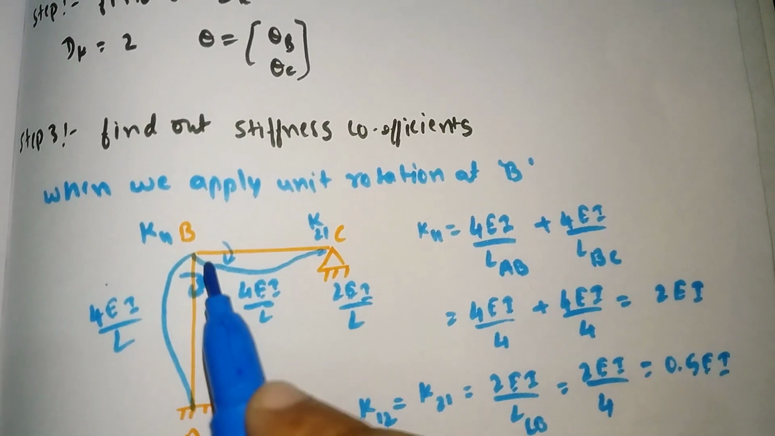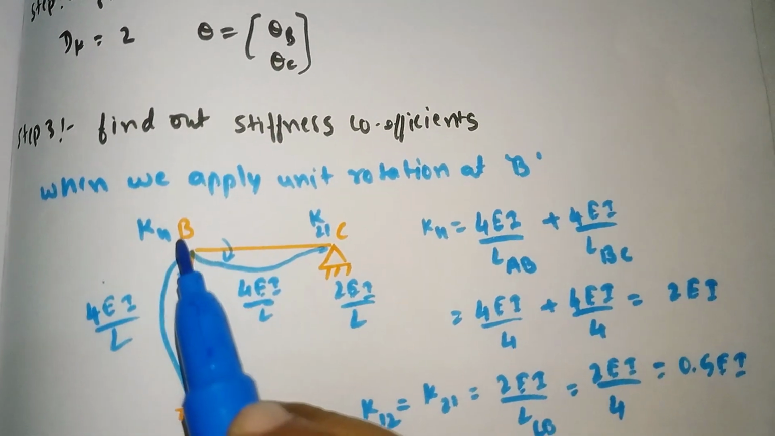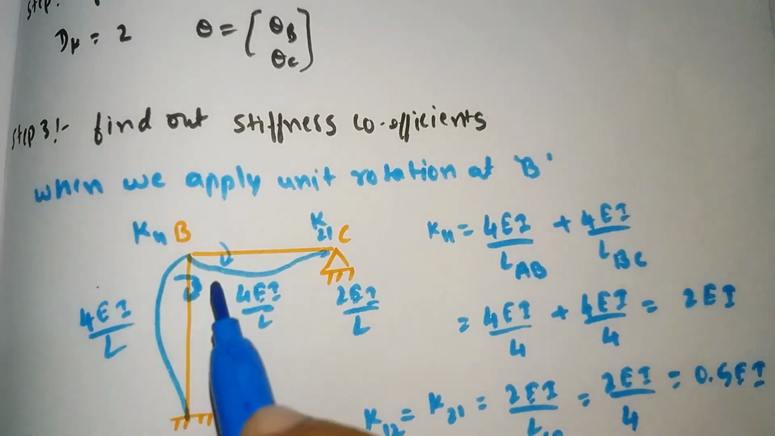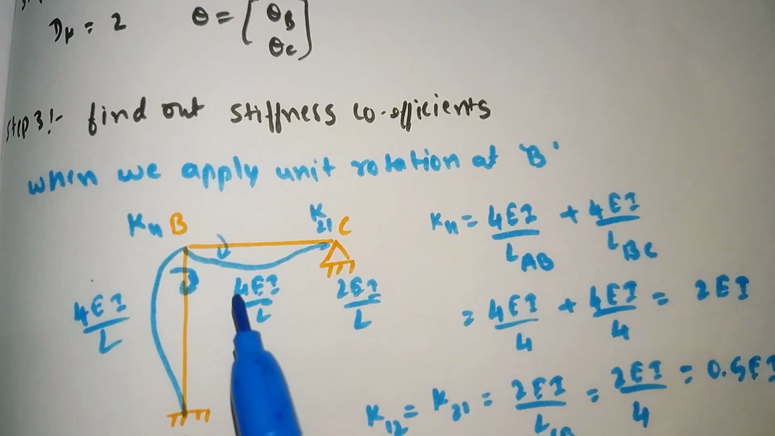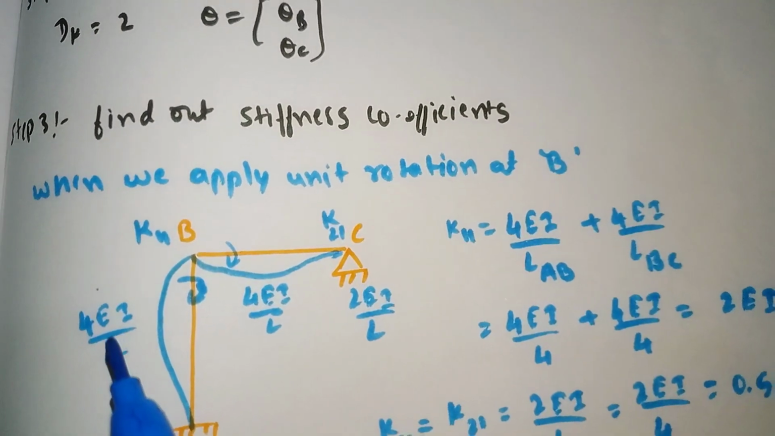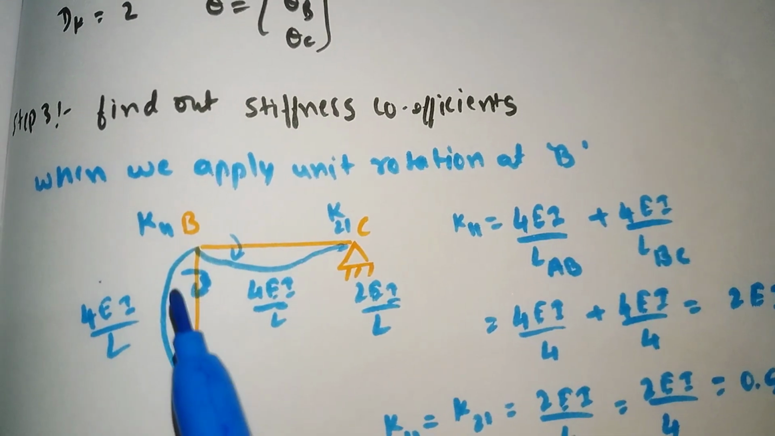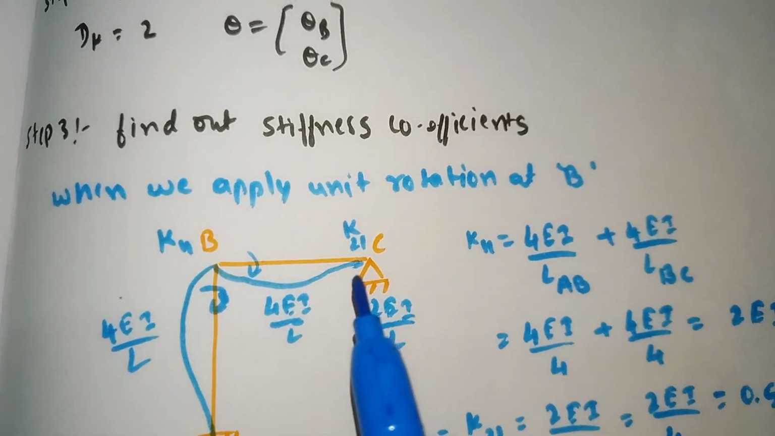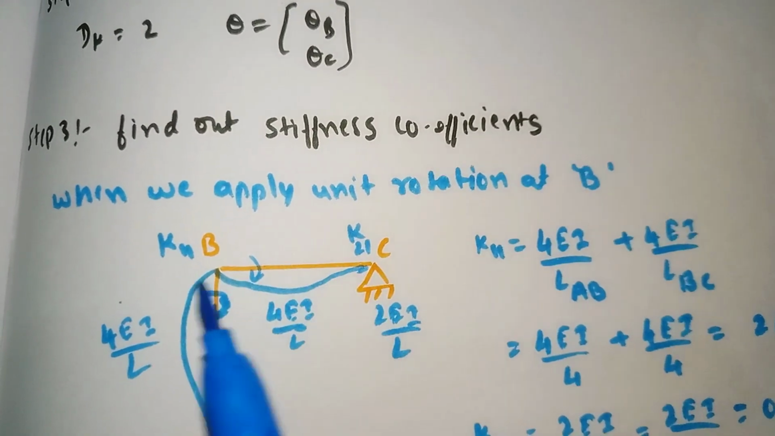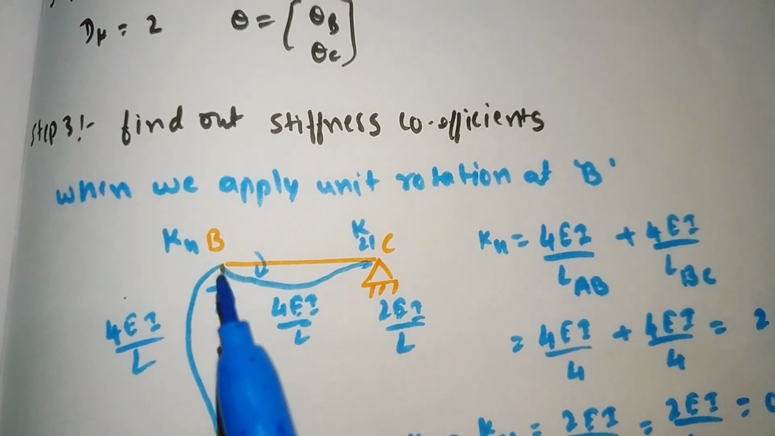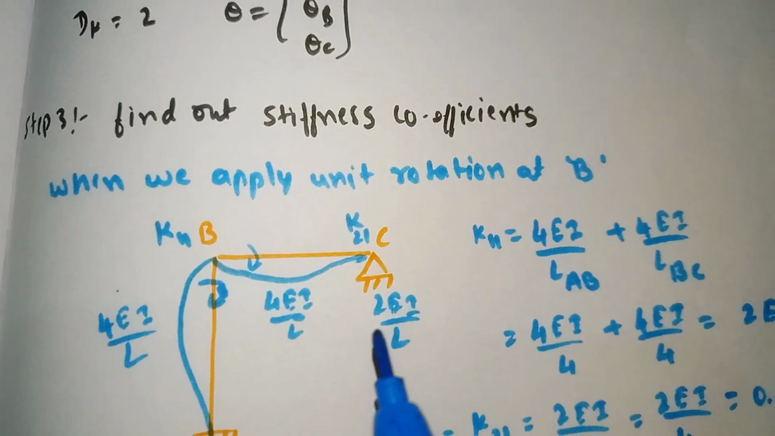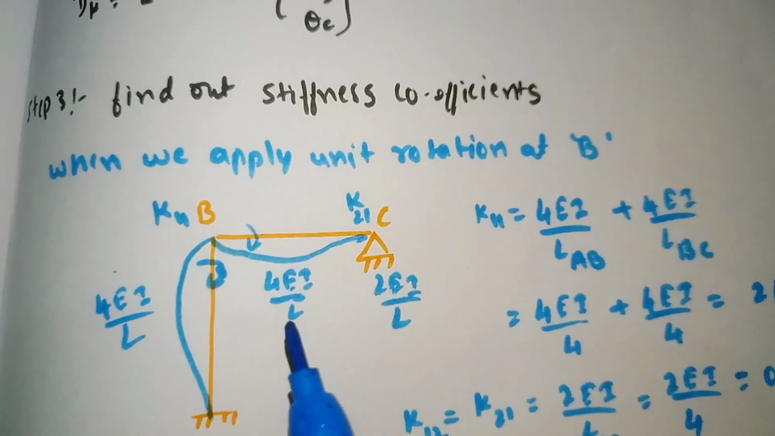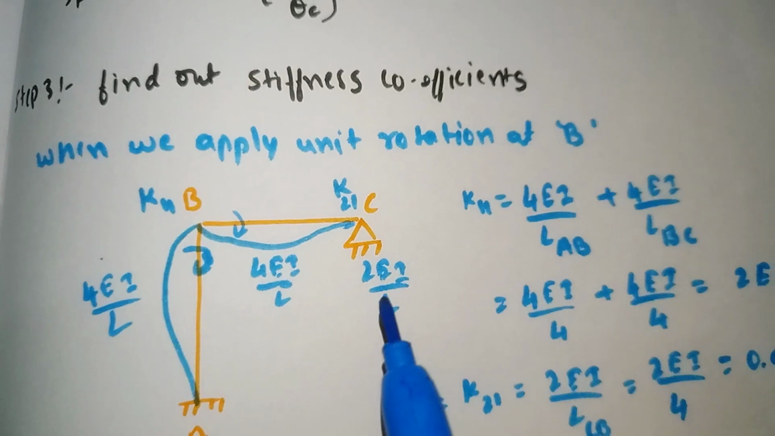When we apply the unit rotation at coordinate number 1, our deflection curve will be like this, and the force generated will be 4EI divided by L. Here also 4EI divided by L. It rotates clockwise, it also rotates clockwise, and the force generated at coordinate number 2 due to this unit rotation at coordinate number 1 is half of this, the carryover is half of this. So half of 4EI divided by L is 2EI divided by L.